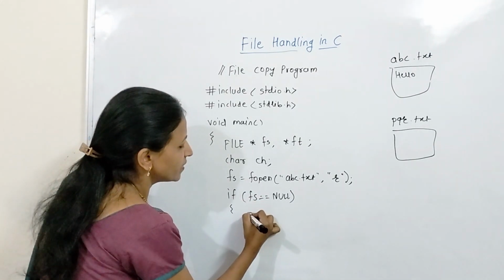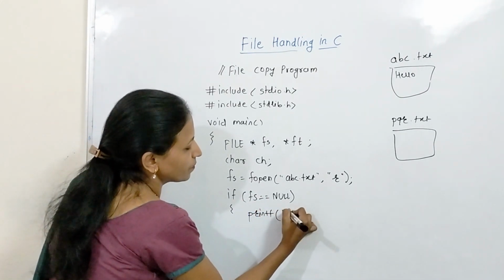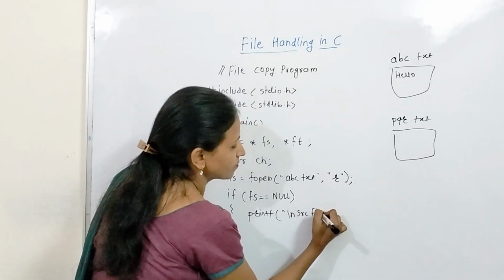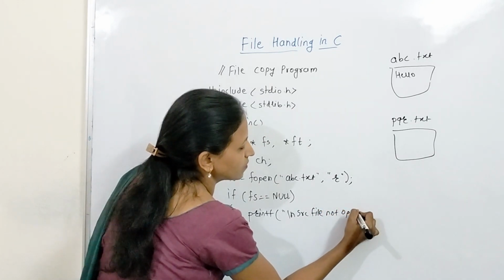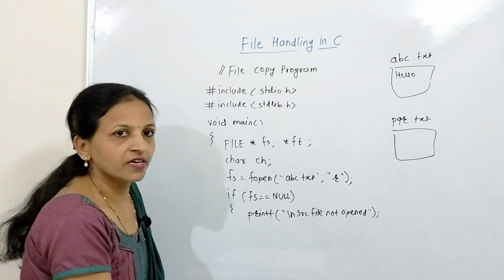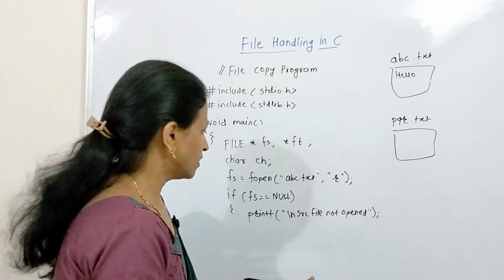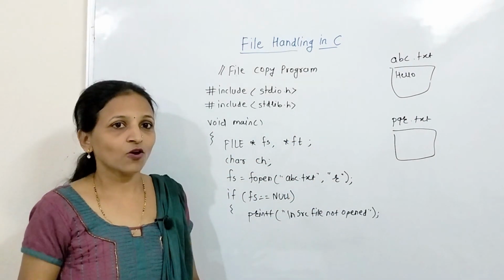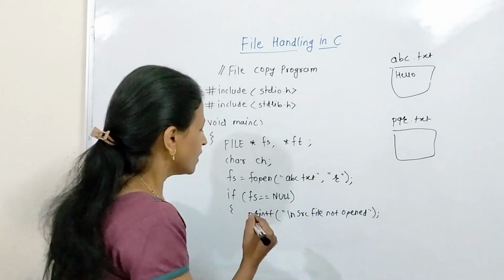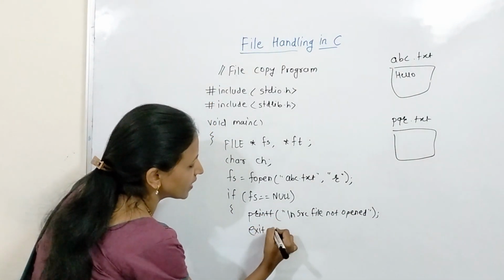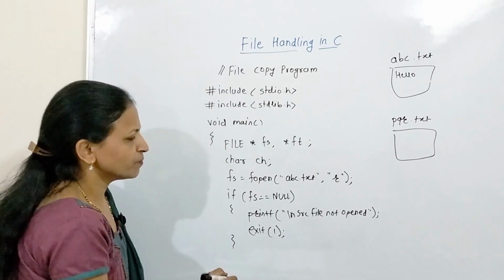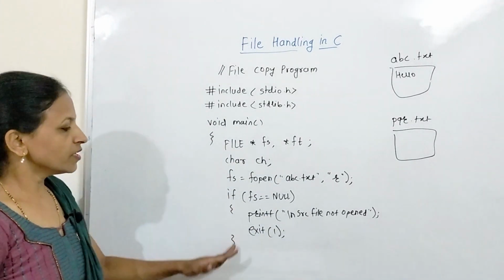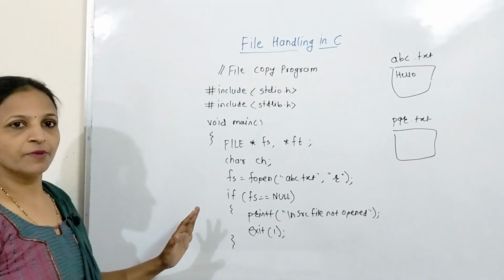How? See, we will display a message like printf source file not opened, or cannot open source file. You can write any message here, and we have to stop execution now, because this file is not present, so there is no meaning in going further in this execution. That's why we have to stop here, and we will use the exit function. Exit 1, because this is abnormal termination, that's why I am passing 1 here. Now this function is present in the stdlib.h header file.